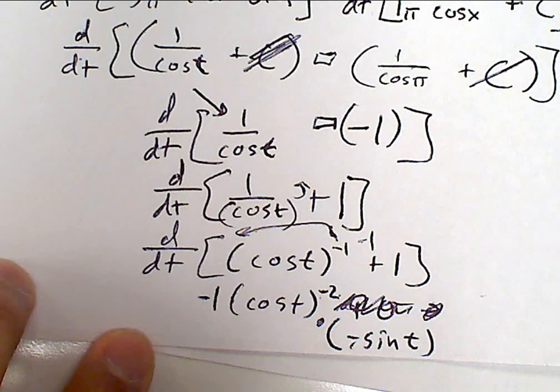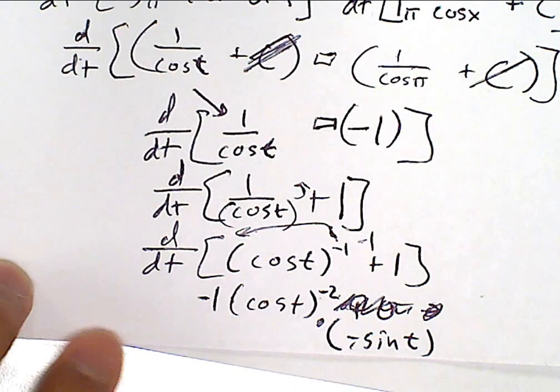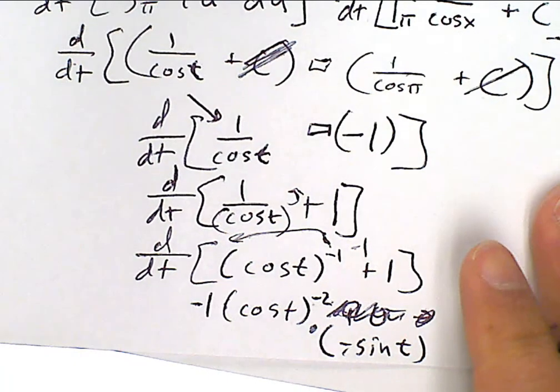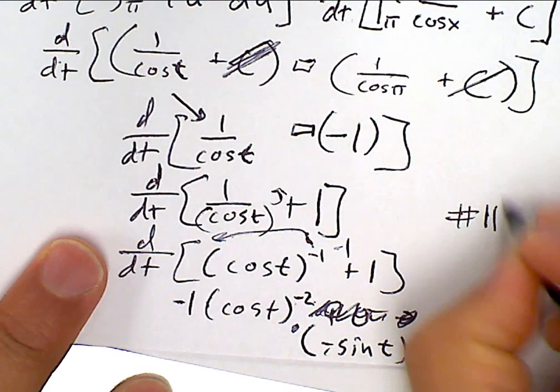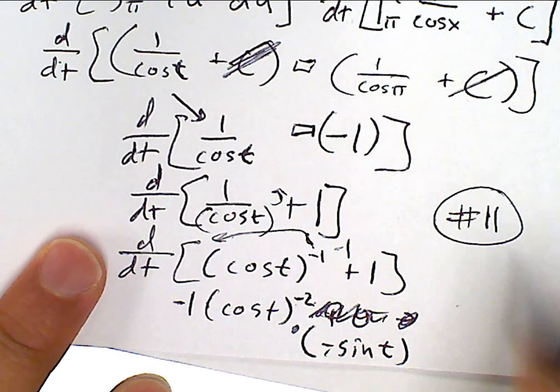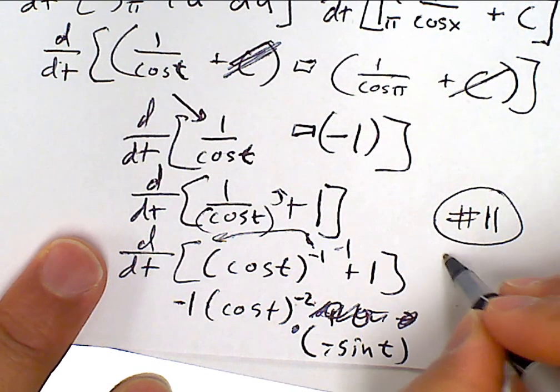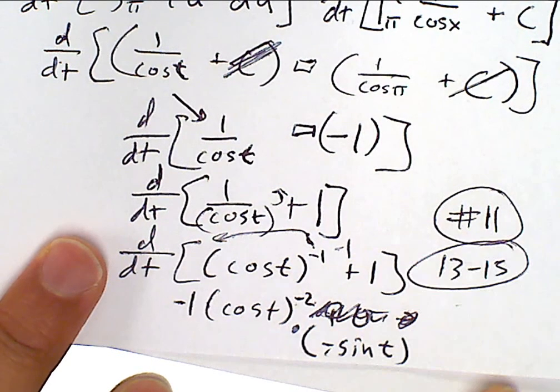All right. So homework tonight is to do numbers 11, 13, 14, and 15. 11 and 13 through 15.